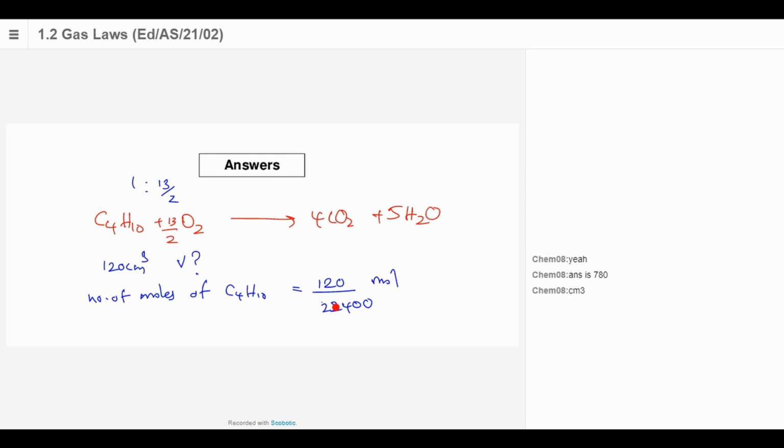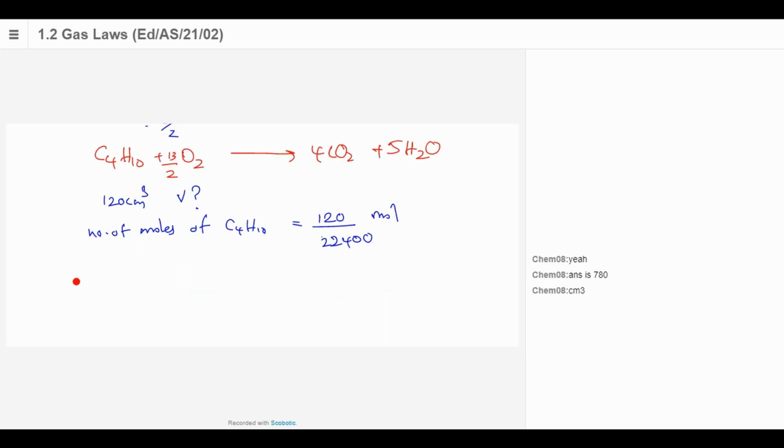I always say, if it's a multi-step calculation, don't use the calculator in each and every step, because you round up in each step. If you round up three times, your final answer will go wrong. So leave it as a fraction, and then find the number of moles of oxygen. The number of moles of oxygen will be this times 13 over 2, because the ratio is 1 to 13 over 2.